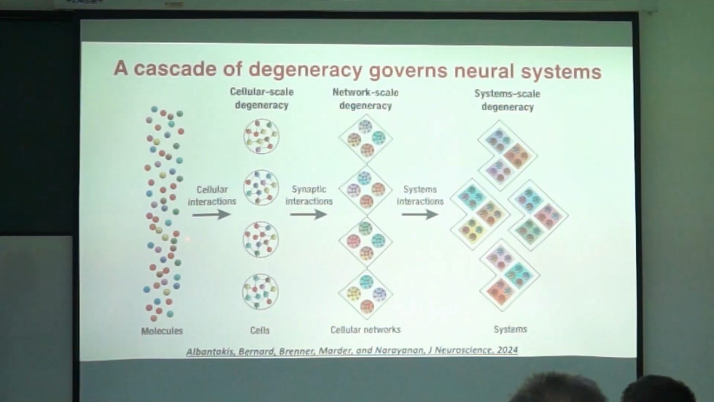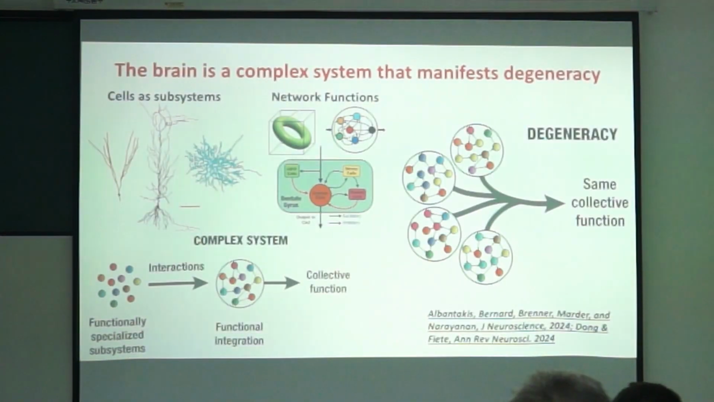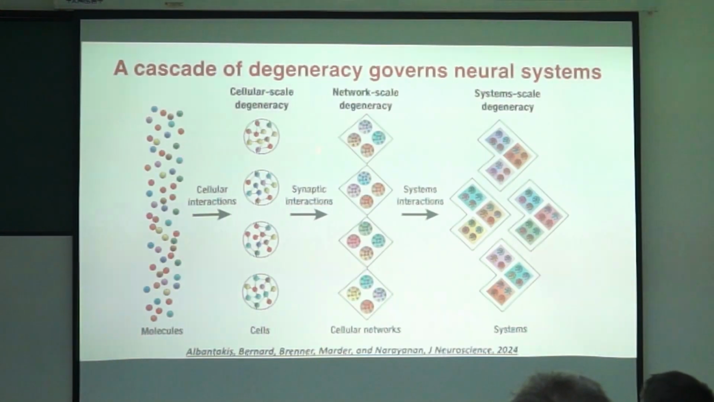So if you think about it, you have several different molecules and there are cellular scale interactions, several different combinations can give you the outcome, that is cellular scale degeneracy, and synaptic interactions like what we saw over here give you network scale degeneracy, and at the systems level you could have different systems interacting with each other giving you the same functional outcome. So there is actually a cascade of degeneracy that is present over here, where at each and every level you could have different combinations of different things giving you the same outcome.